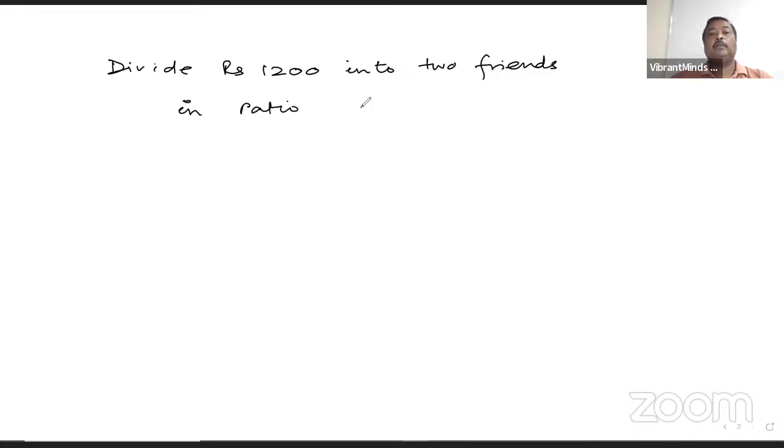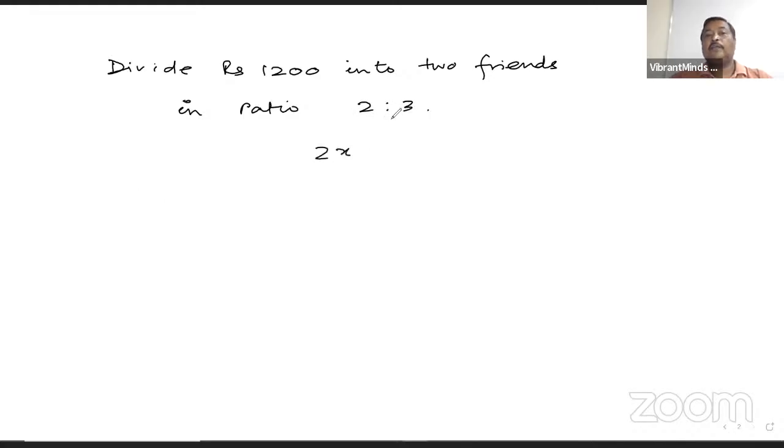Now see, simple questions will be: divide rupees 1200 into two parts in ratio 2:3. So what will I mark?